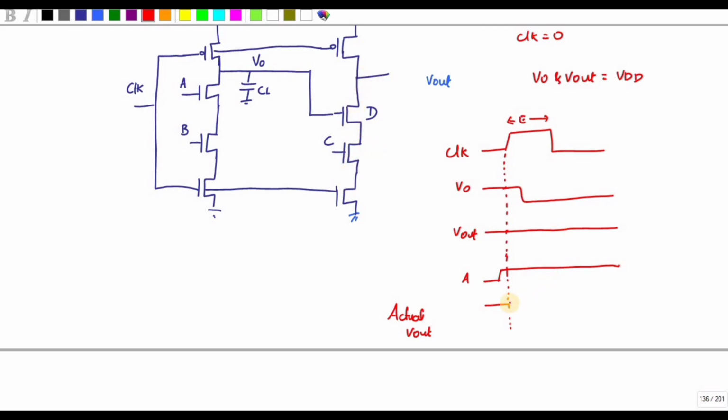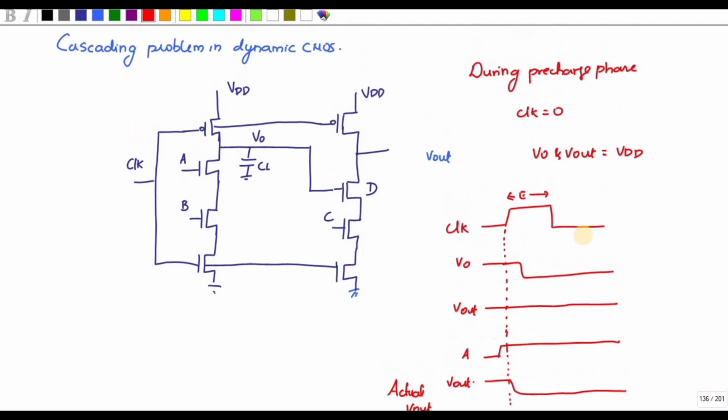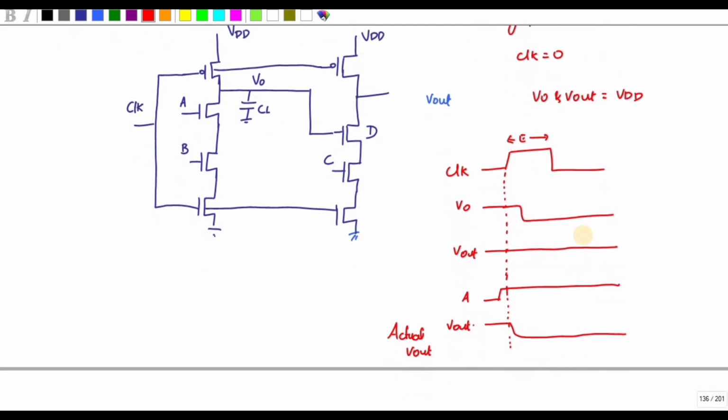So it discharges, and it cannot be recovered, right? It is not going back to 0. Okay, so after that V naught is going to 0, which will turn off my D. So V out will remain in the same state. So therefore the charge level will not be recovered.